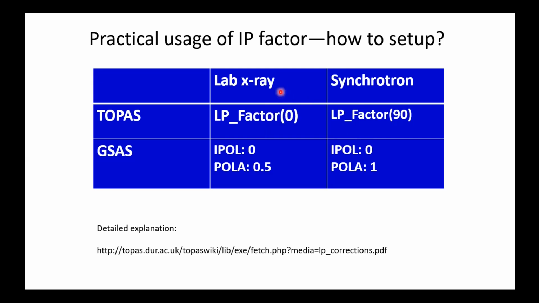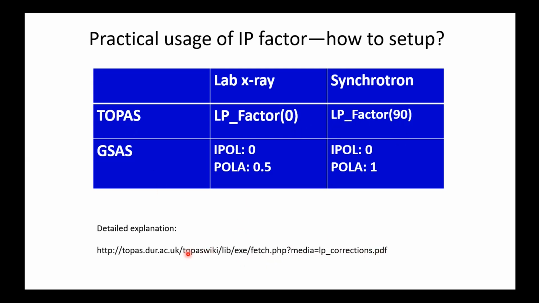So you see, when you're using lab X-ray data, you should be using the LP factor 0. What 0 means is telling Topaz to insert the function that has a labeling called the parameter, the 0 parameter in that function. And similarly, 90 describes the parameter that we use in the same function, but the parameter changes from 0 to 90. You can check this detailed PDF. This was written by the author of the Topaz software, Alan.